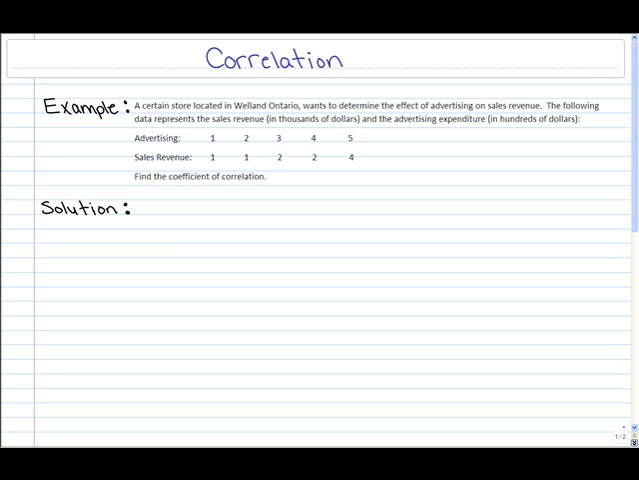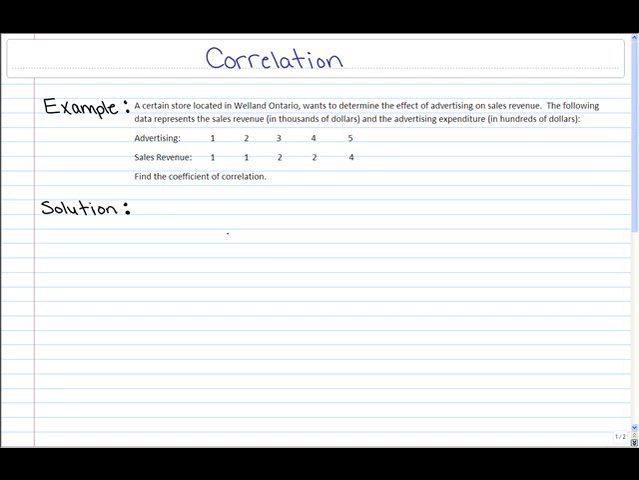So here, a certain store located in Welland, Ontario wants to determine the effect of advertising on sales revenue. So the following data represents the sales revenue, which is in thousands of dollars, and the advertising expenditure, which is in hundreds of dollars. So here, the advertising of 1 represents $100, and the sales revenue represents here $1,000. So find the correlation coefficient between those two variables.